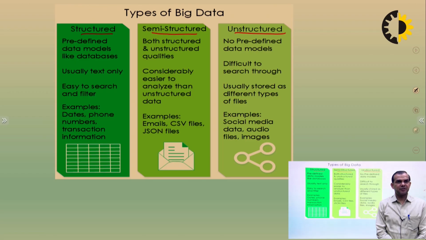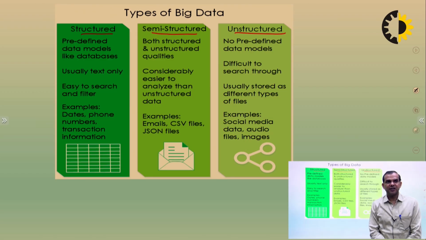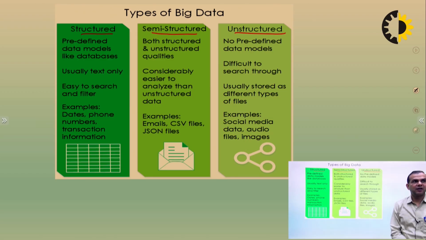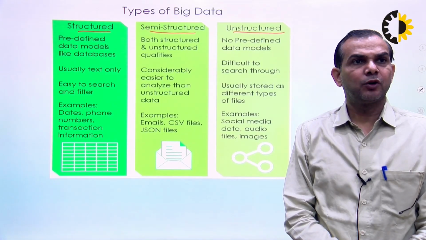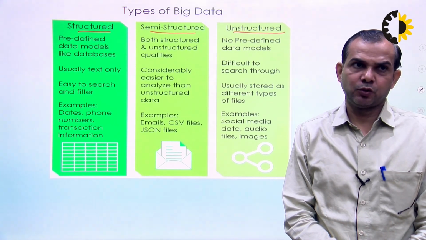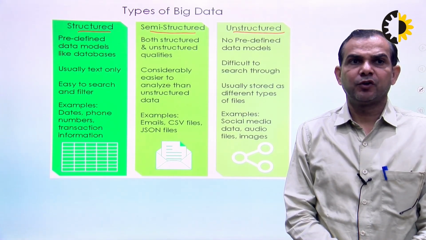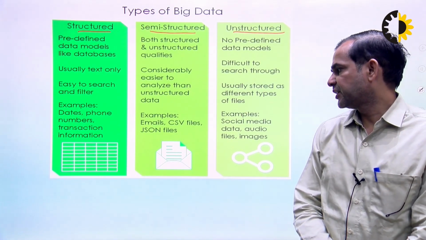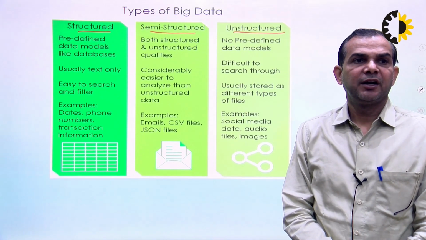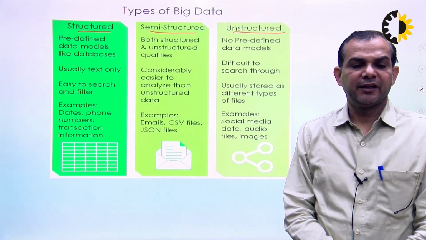Semi-structured data has both structured and unstructured data, and is considerably easier to analyze than unstructured data. We discussed examples: email, CSV file, JSON file. Unstructured data means there is no predefined data model. So it is very difficult to search through, and it is usually stored in different formats. Examples are social media data, audio files, and image files.